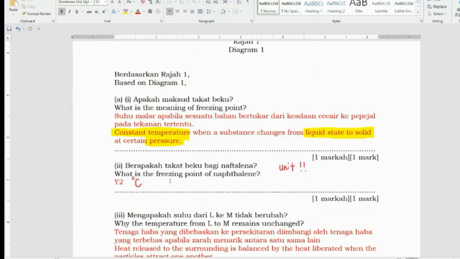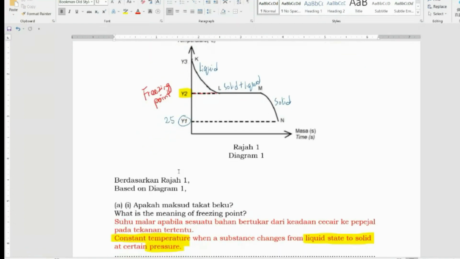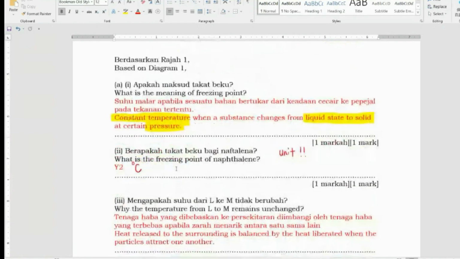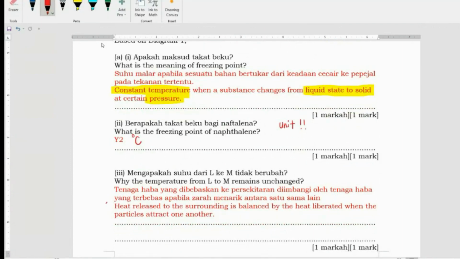Okay. Now, why the temperature from L to M remain unchanged? Okay, here. So for freezing point, heat is absorbed or heat is released, class? For the freezing. Heat is absorbed or heat is released? Heat is released. Yes, correct. Heat is released. So, standard answer. So you just remember this. Okay. So, heat release to the surrounding here.